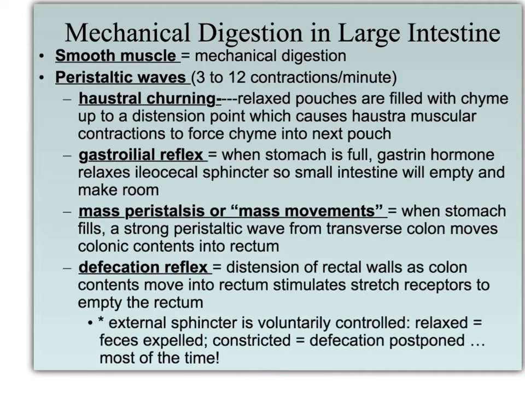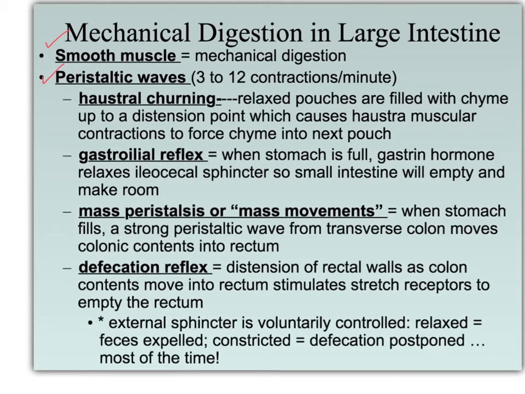So the large intestine is more about mechanical digestion than chemical digestion here. All kinds of things going on here. Because of the smooth muscle, we're going to be talking about mechanical digestion. So what have we got going on? First of all, there's peristalsis. Once chyme has gotten into this area, you're going to have from 3 to 12 contractions per minute.